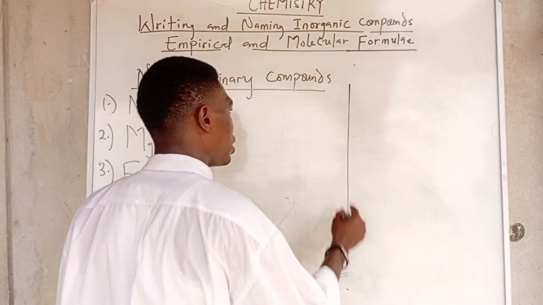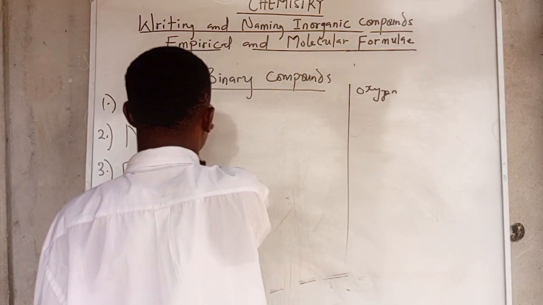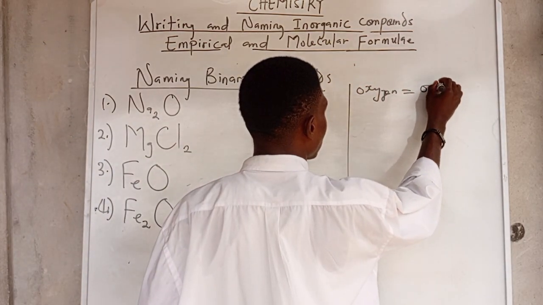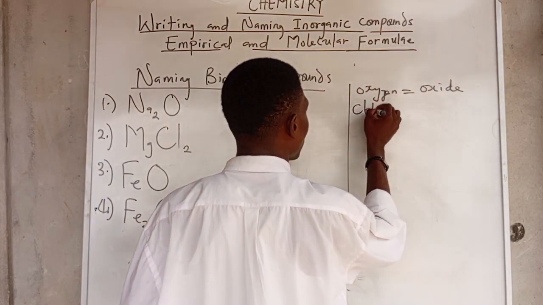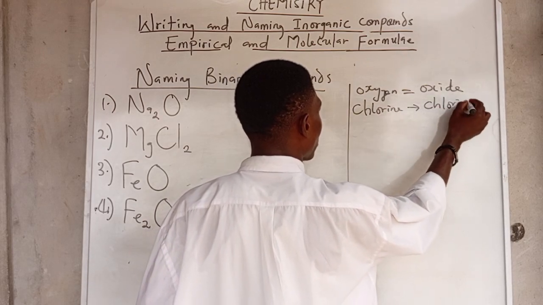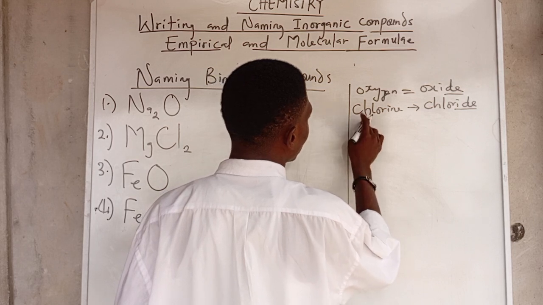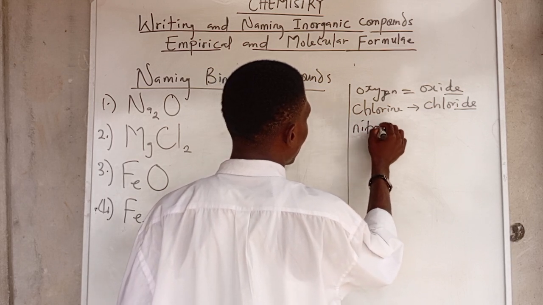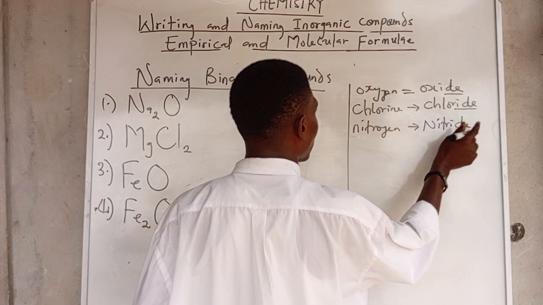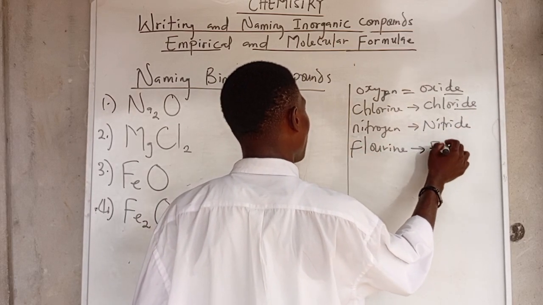So that means if you are looking at oxygen now, to name it when it's involved in a binary compound, oxygen becomes oxide. Yeah, chlorine becomes chloride. So you can see I'm putting this ide. So nitrogen becomes nitride. Are we together now? Fluorine becomes fluoride.